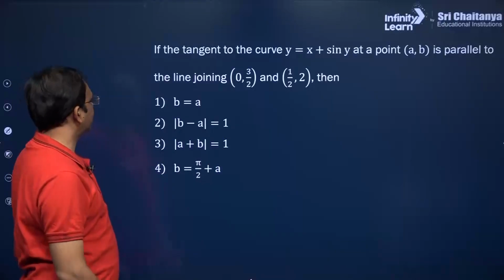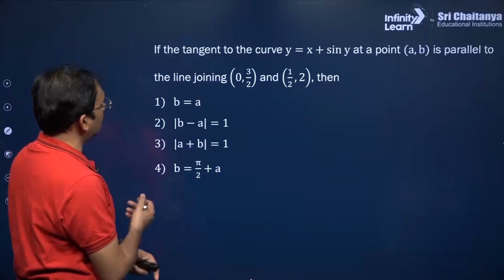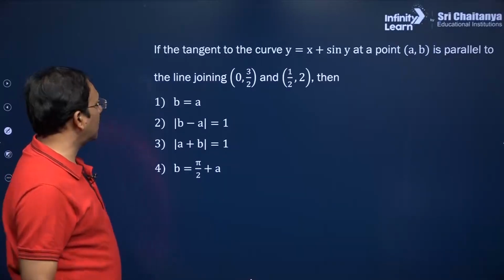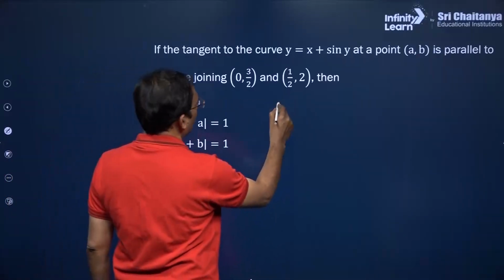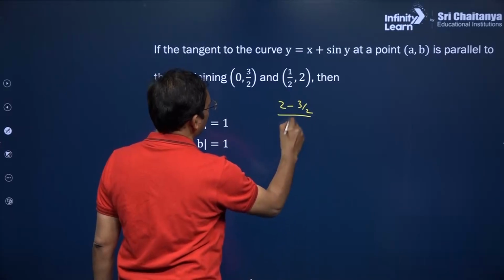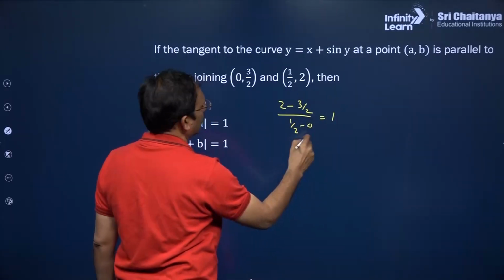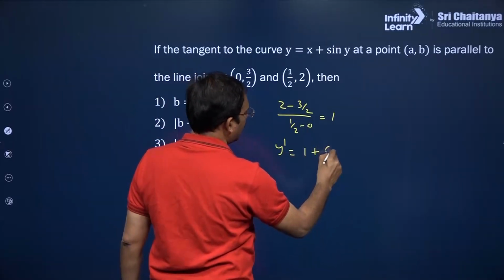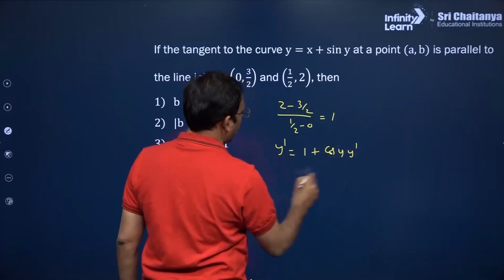Next, my dear friends, the tangent to the curve y is equal to x plus sin y at a point a comma b is parallel to the line joining these two. What is the slope? 2 minus 3 by 2 over 1 by 2 minus 0, which is 1. So derivative is y dash is equal to 1 plus cos y into y dash.